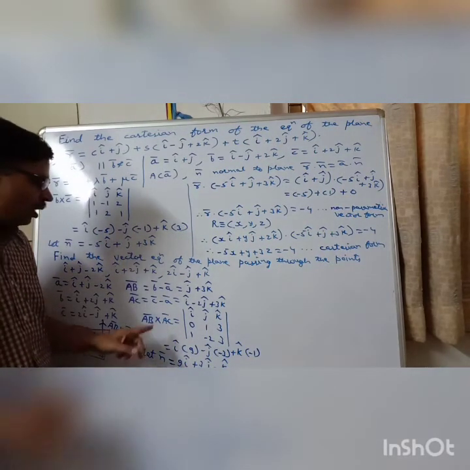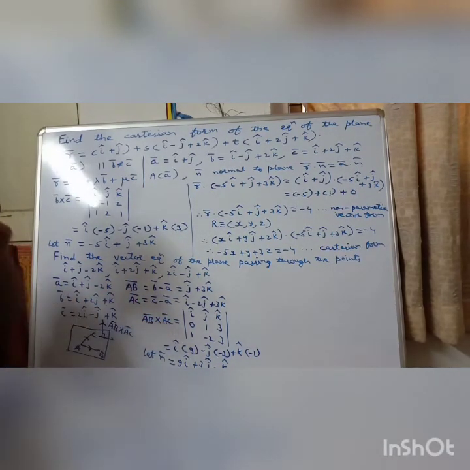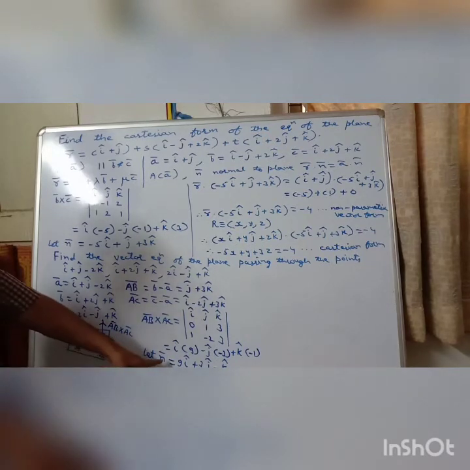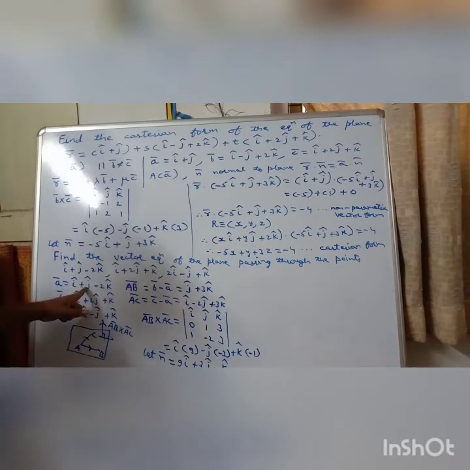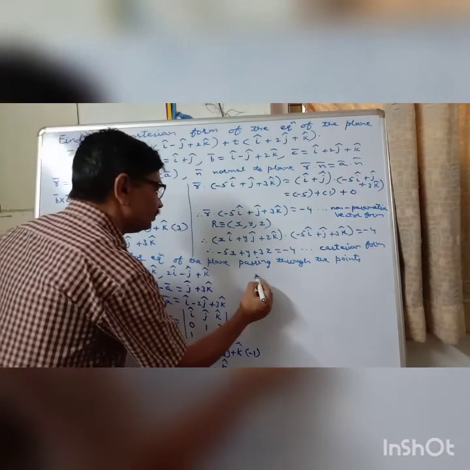AB bar cross AC bar is perpendicular to the plane of AB bar and AC bar both. So it is perpendicular to the required plane. A vector perpendicular to the required plane means it is normal to the required plane. So we have denoted it by n bar. We know the position vector of one point in the plane and the vector normal to the plane. Now we shall write the equation of the plane in vector form.